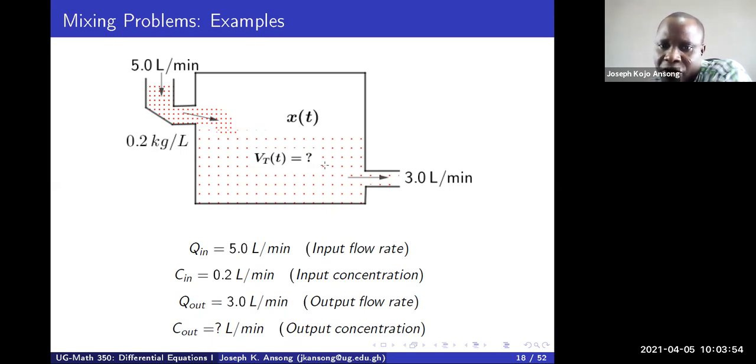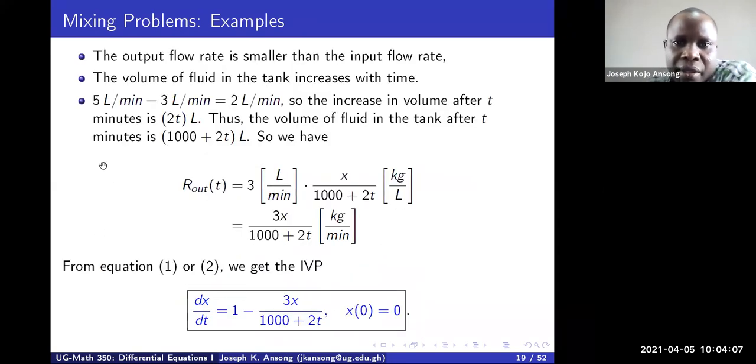But we don't know what the volume is, right? We know initially it's 1,000, but for this problem, it's going to increase because the output is different from the input. Okay. Good. That is what I just explained here. Now, how do you find how the volume is changing?